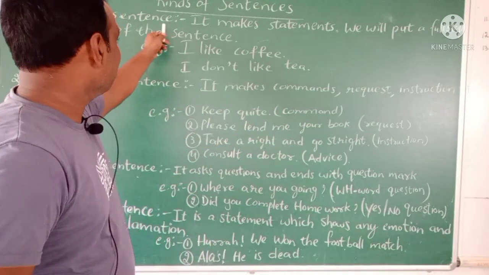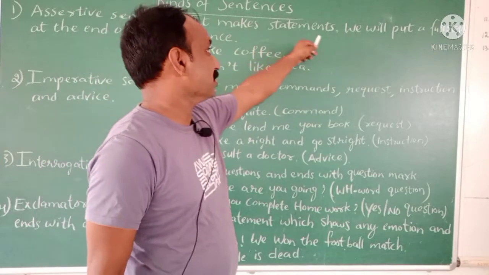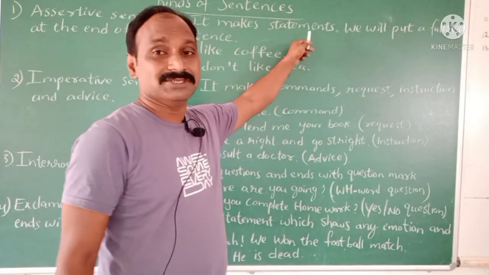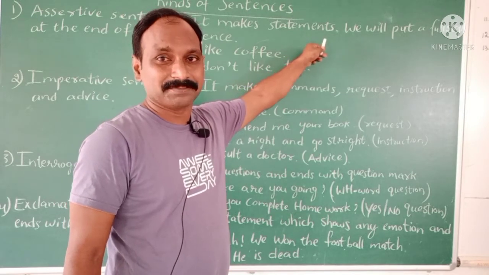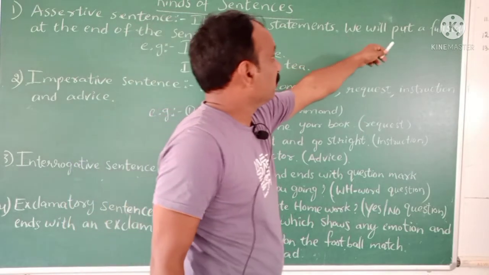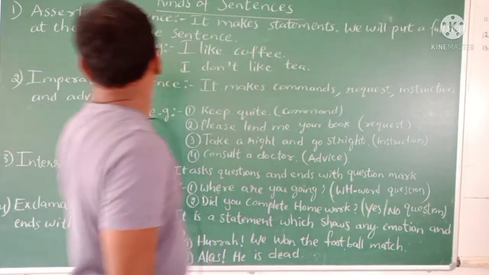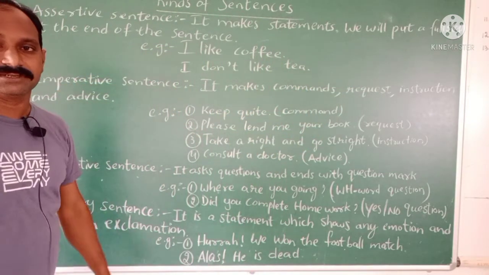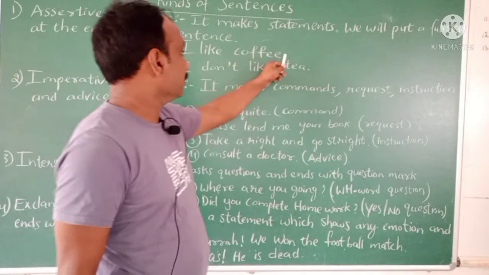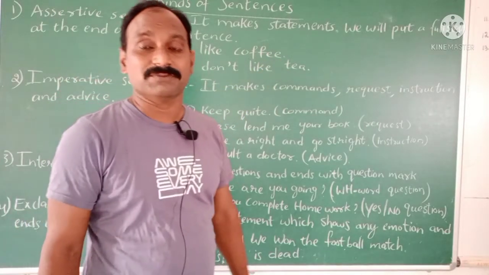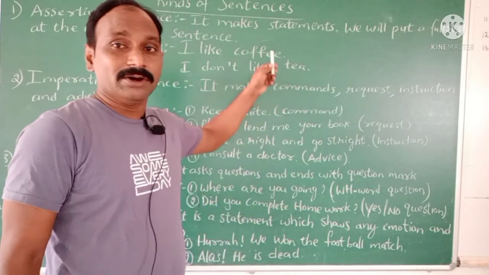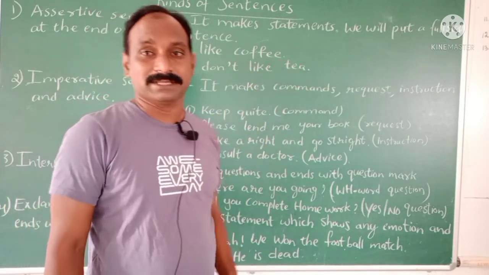The definition of it is that it makes statements. It is just making statements. We will put a full stop at the end of the sentence. After ending an assertive sentence, we are going to keep a full stop. All the assertive sentences will have a full stop at the end.